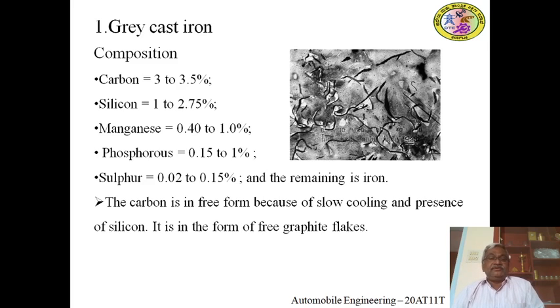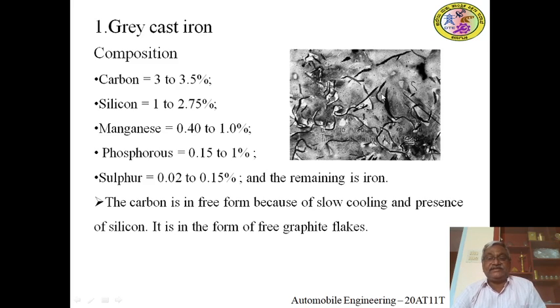Grey cast iron. Its composition is carbon 3 to 3.5%, silicon 1 to 2.75%, manganese 0.4 to 1%, phosphorus 0.15 to 1%, sulfur 0.0 to 0.15%, and the remaining is iron. So this is the constituent of grey cast iron. Here the remelted pig iron in the cupola furnace is cooled slowly, and it has 1 to 2.75% silicon. Due to the presence of silicon and the slow cooling of molten iron, the carbon is converted into free form. It is available in the form of free graphite flakes.